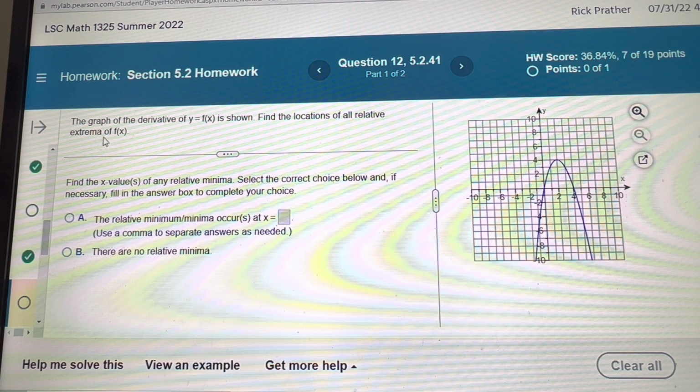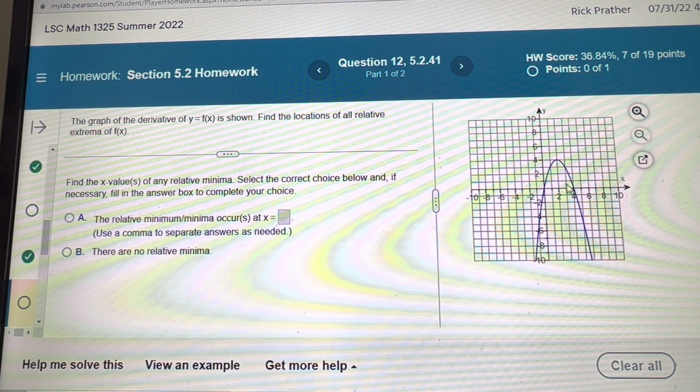Locations. Okay, this is good to do quick. The graph of the derivative is shown. This is the graph of the derivative. Find the locations of all relative extrema. Locations are the x values. So when the derivative is 0 are the key points on the derivative graph. Right here at 0 and right here at 4, those are when the derivative is 0. Since this is a continuous graph, it's never undefined. There are 2 critical numbers, 0 and 4.